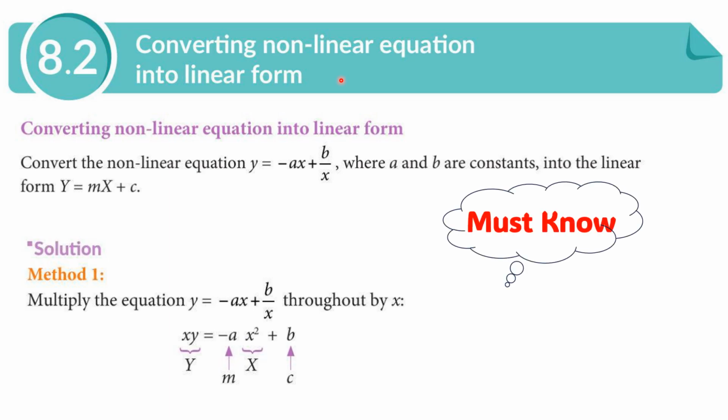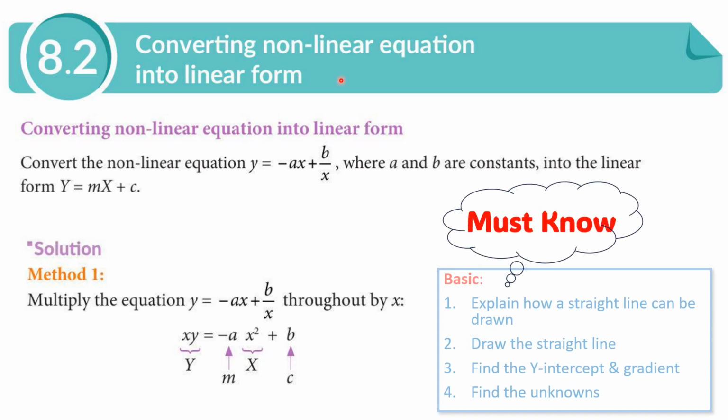Alongside converting into linear form, what you must know is that you must be able to explain how a straight line can be drawn from here. This description has been included in my short form video as well. Most of the questions that come with it will require you to draw the straight line, and from the line you are required to find the y-intercept and the gradient, and from there you find the unknowns. This part of the lesson, from point number 2 to point number 4, I will be covering right in my next video. So do remember to look out for it.